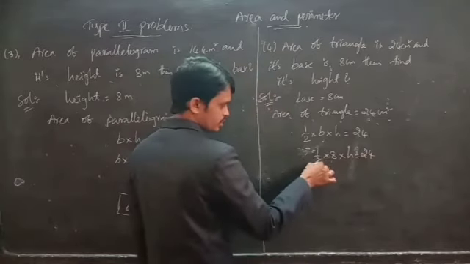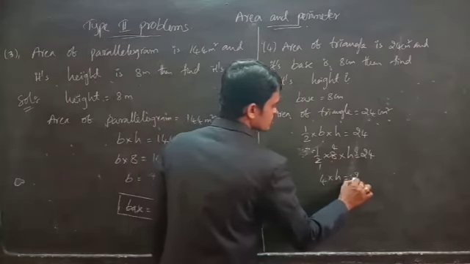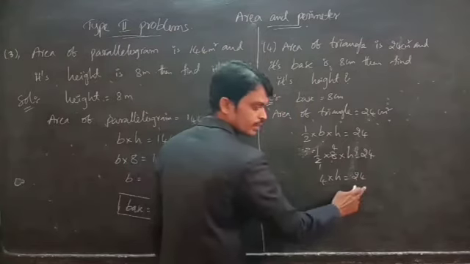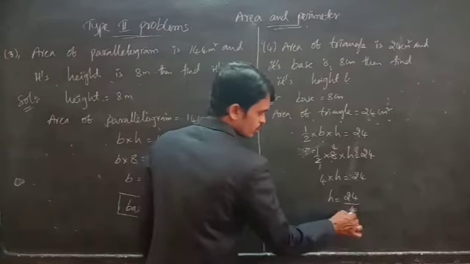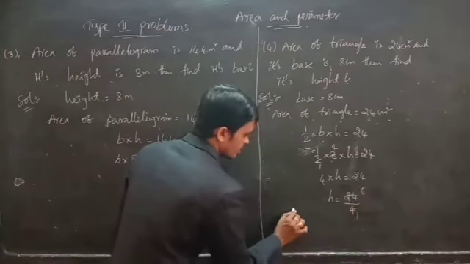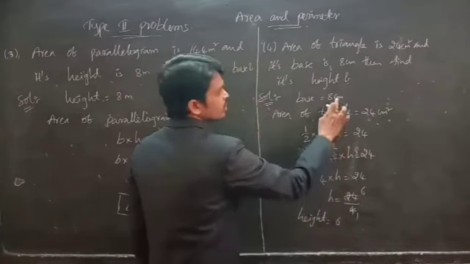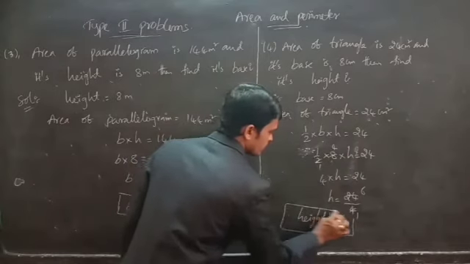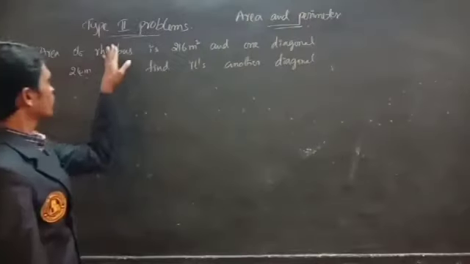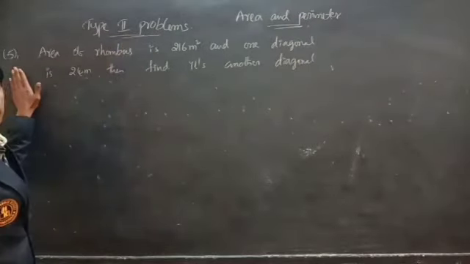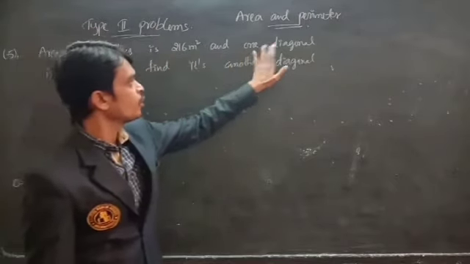Now half into base, which is 8, into height, which we have to find out, is equals to 24. Now we can cancel: 2 ones are 2, 2 4s are 8. So 4 into height is equals to 24. Same, the multiplication quantity becomes a division quantity. So height is equals to 24 by 4. 4 1s are 4, 4 6s are 24. Therefore height is equals to 6 centimeters. So the height of the triangle is 6 centimeters.